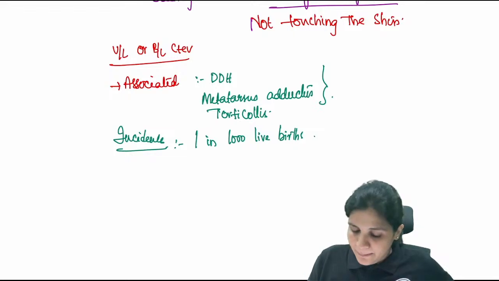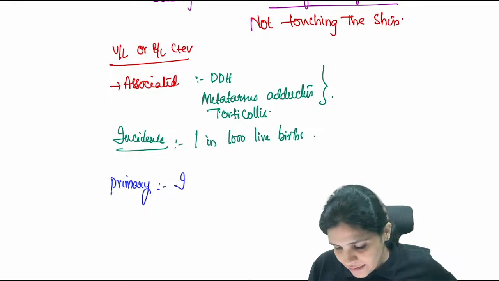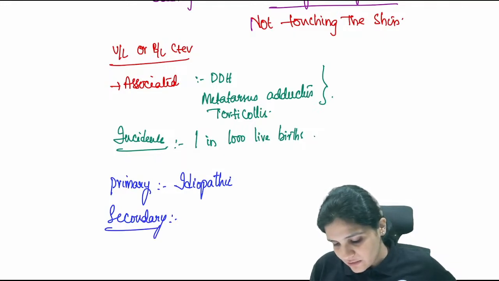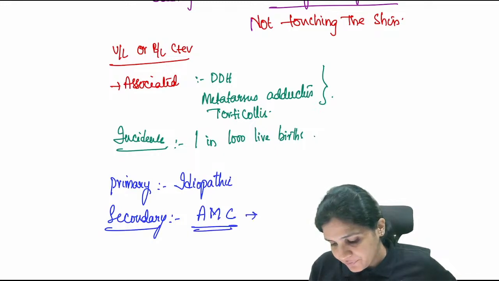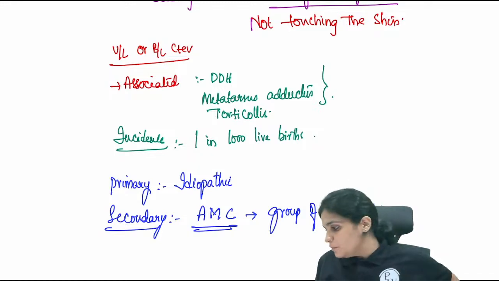And what you have to remember is there are certain terminologies for CTEV. This is primary, usually idiopathic, and secondary, it could be associated with arthrogryposis multiplex congenita. This is a group of anomalies.